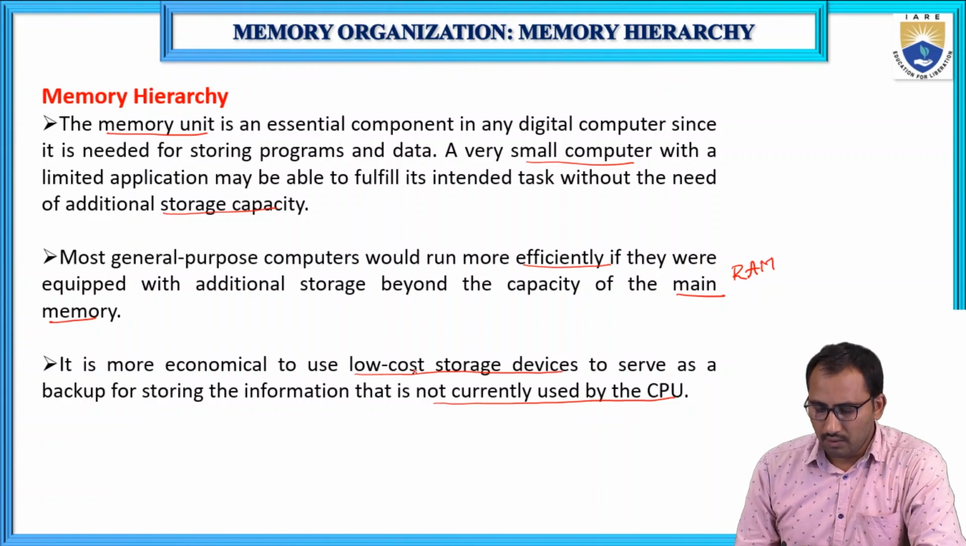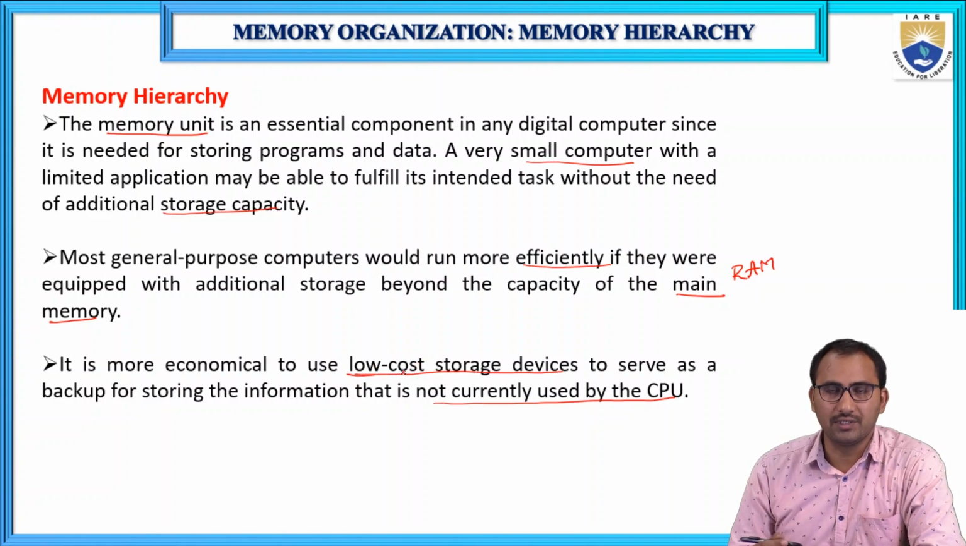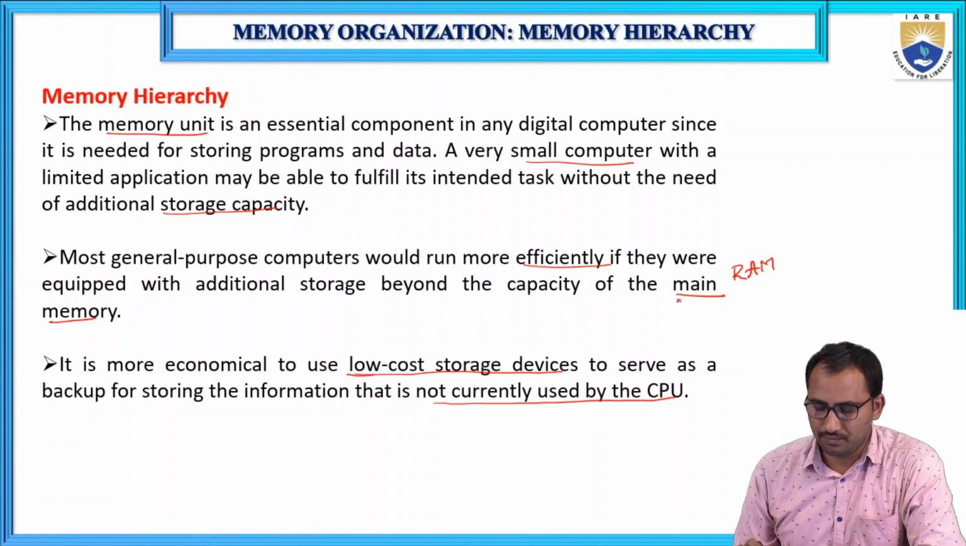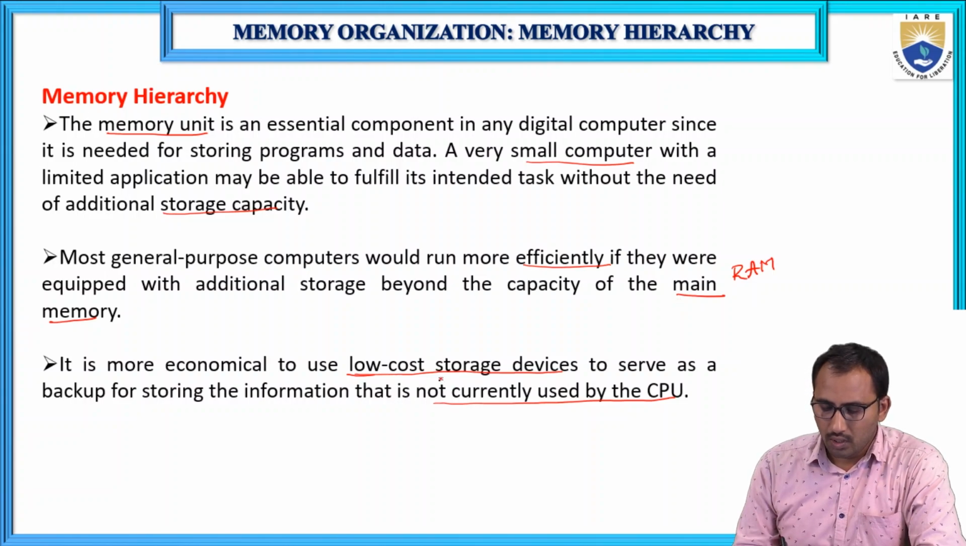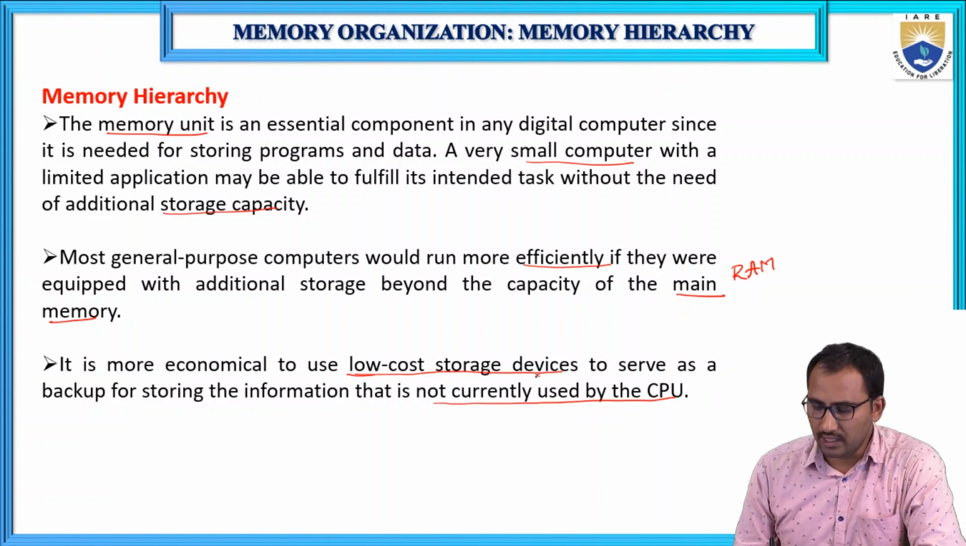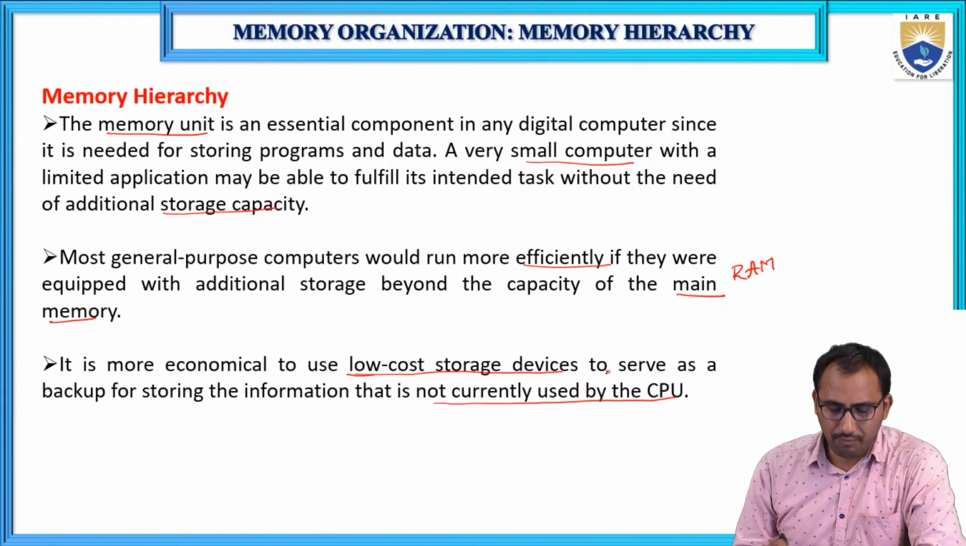We use low cost storage devices for auxiliary memory because they are available in large sizes, like gigabytes and terabytes, and their cost is also low. The auxiliary memory devices are inexpensive, whereas main memory is expensive. So we use low cost storage devices as a backup for storing information that is not currently needed by the CPU.